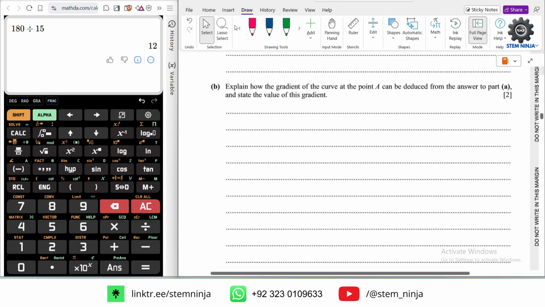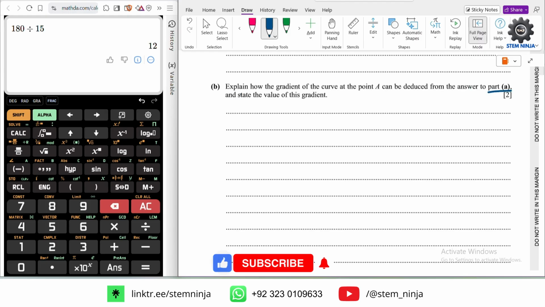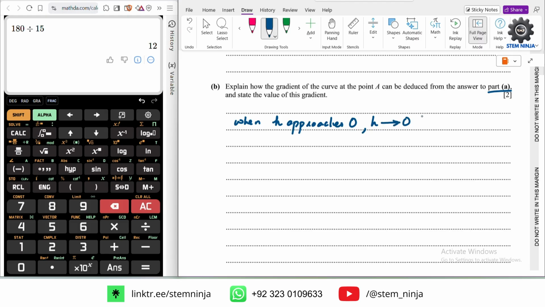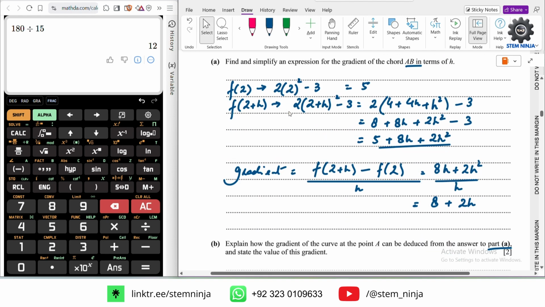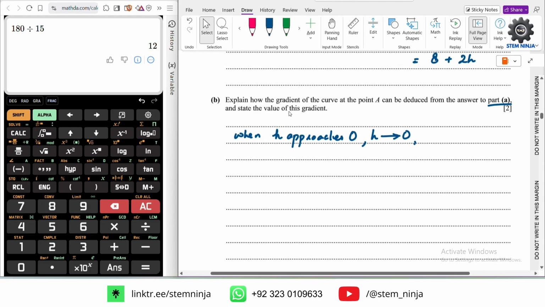Okay, explain how the gradient of the curve at point A can be deduced from the answer to part A and state the value of this gradient. Okay, so when h approaches 0, that means we write it as h approaching 0, the average gradient becomes this thing, the secant value, the gradient value becomes more accurate, it becomes tangent.